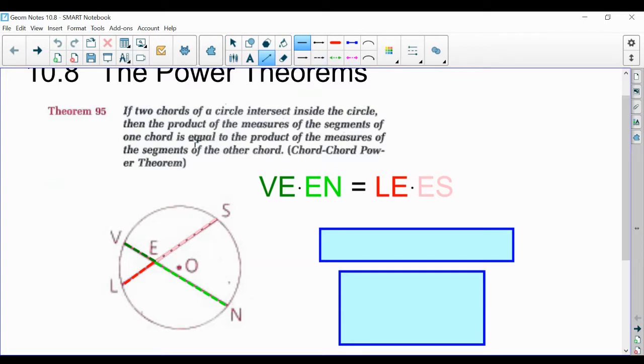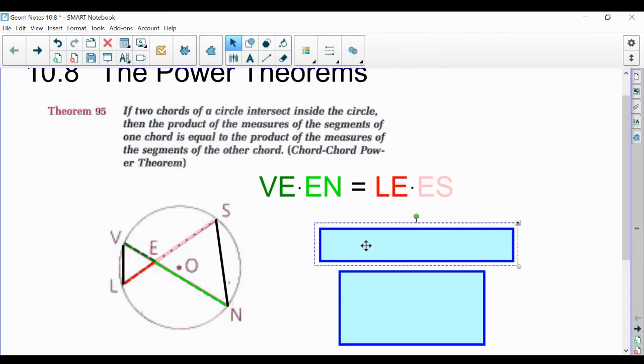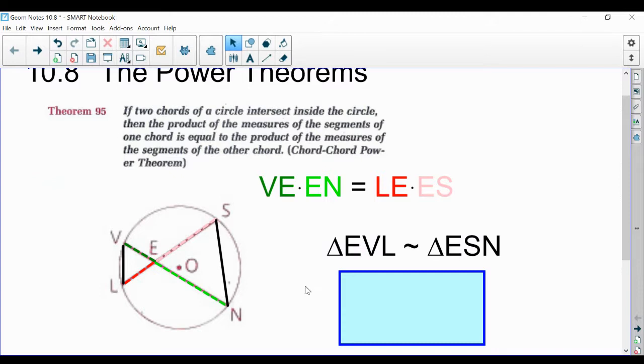Well, the power theorems all come from similar triangles. So what I'm going to do is draw in two chords to make triangles. So there's VL and there's SN. Now, why are the triangles VEL and SEN similar? That's what we're going to try to prove. EVL and ESN. Why would they be not congruent but similar?